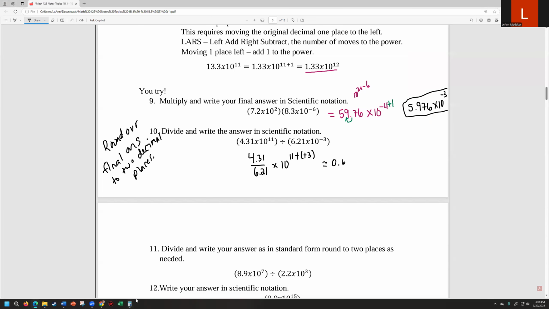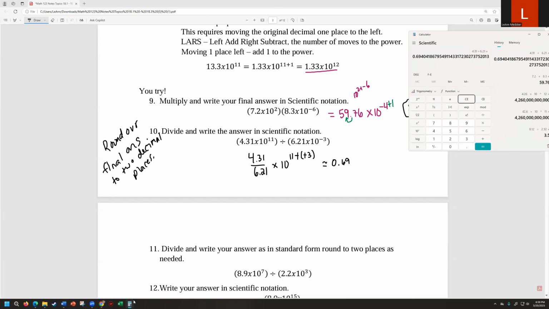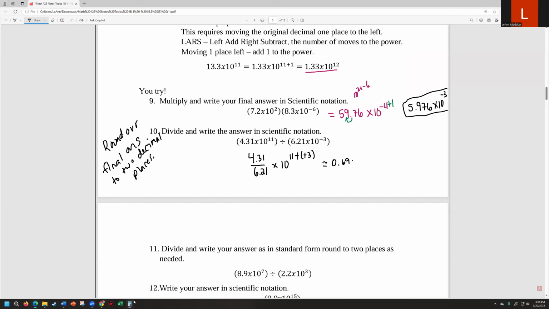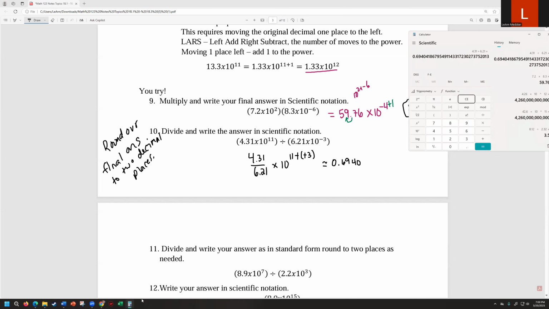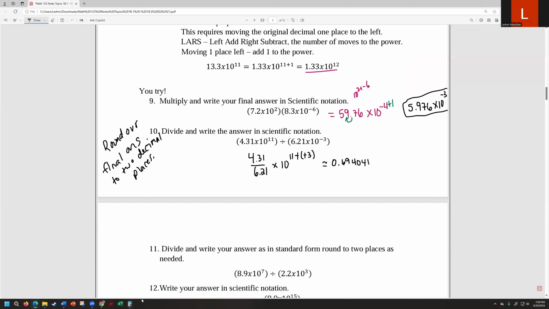So 0.694, and then we have 4186, and then I'll just put the dot, dot, dot. Because that's more than we need for the rounding rule at the end. So again, we know this keeps going, but right now this will be enough for us to work with. Times 10, and then 11 plus 3 would be 14. Remember, we were doing minus a negative.